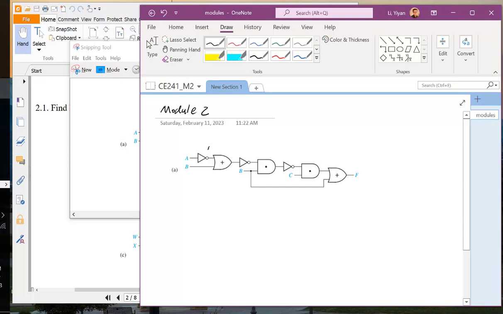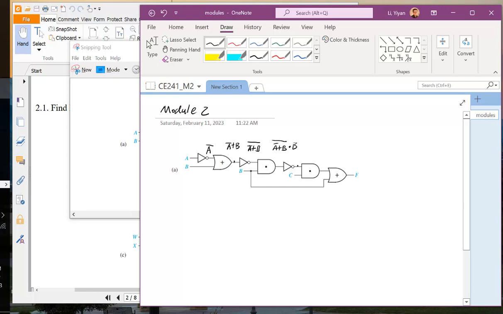So this becomes A naught, and this is OR logic. So at this point, the data becomes A naught or B. And here it becomes A naught or B naught, right? And then this is signal B, and this signal here, at this point, becomes A naught or B naught, and the whole thing and B.